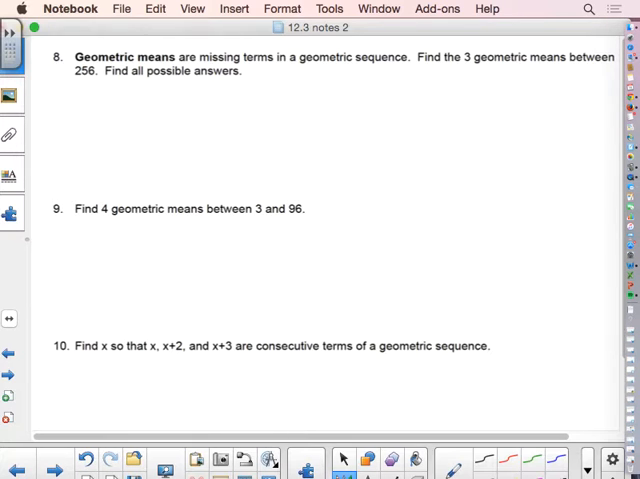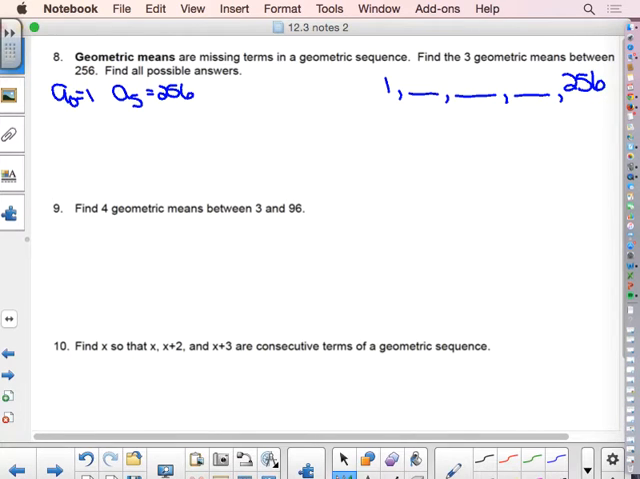Looking at number 8, we are asked to find geometric means that are missing. It says find the 3 geometric means between 1 and 256 and find all possible answers. So when we look at this, I know my a sub 0 is 1. My a sub 4 equals 256. So I have 1, and then I'm looking for those 3 geometric means, and then 256.